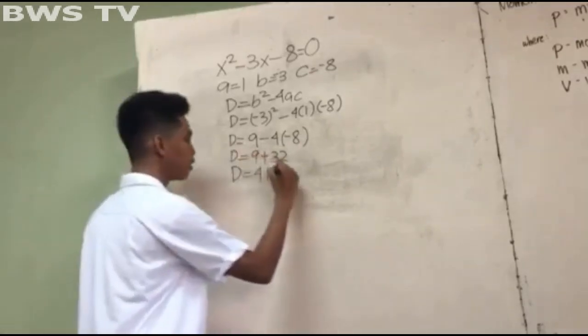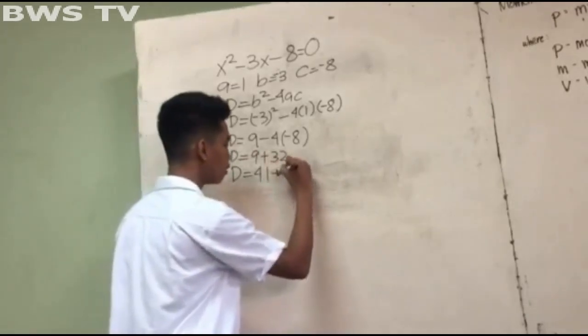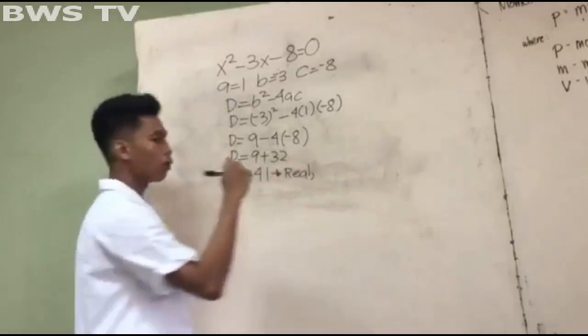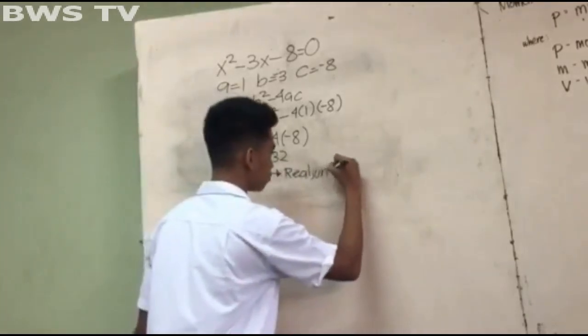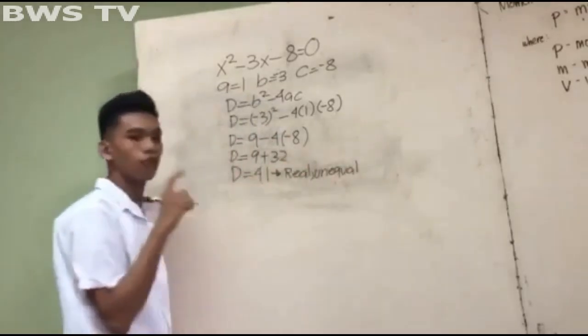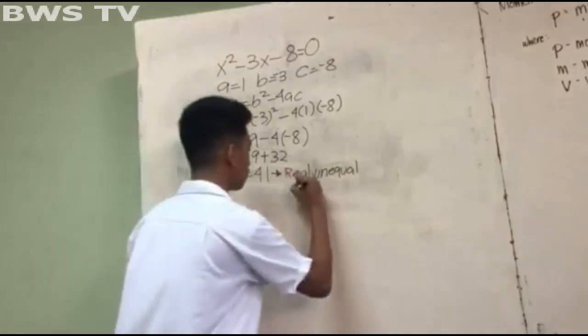Since 41 is greater than 0, it is real and unequal, and since 41 is not a perfect square, it is irrational.